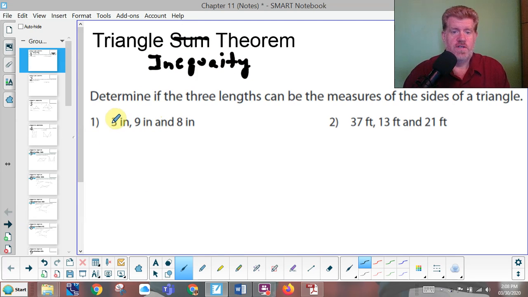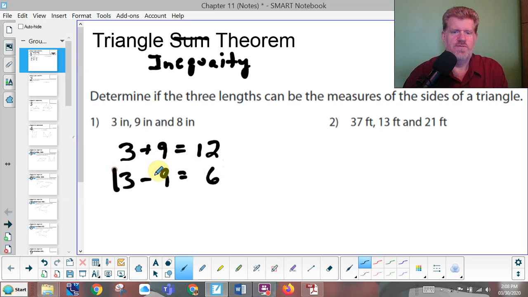So can you have a side of 3 inches, 9 inches, and 8 inches and have a triangle? Well, there's a couple ways to do it, but I find that this is the easiest one. You take any of the two numbers like 3 and 9, you add them up. You get 12. You subtract them, and we're just going to do the absolute values here. The third side has to be between 6 and 12. And guess what? 8 is between 6 and 12, so that's a yes. Okay, that's it.